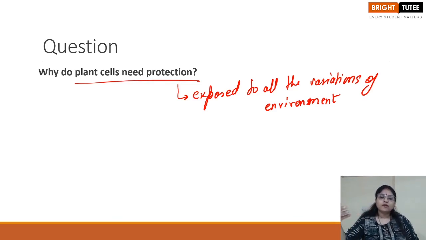Suppose if there was no cell wall and all of these factors started affecting the cell of the plants, what would happen? The plants won't be able to sustain in such an environment, right? So that is the reason why it is important that the cells of the plant have cell wall, which provides it with protection from all these variations that are present in the environment. So in this way we studied about the importance of cell wall, its function, and the importance of cell membrane and its function. I hope you were able to understand the difference of the two and the importance of the two.